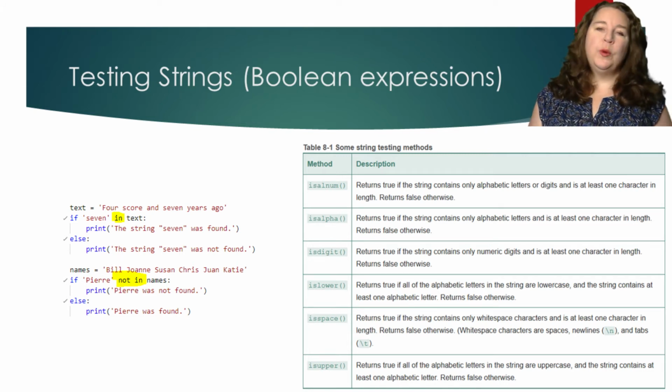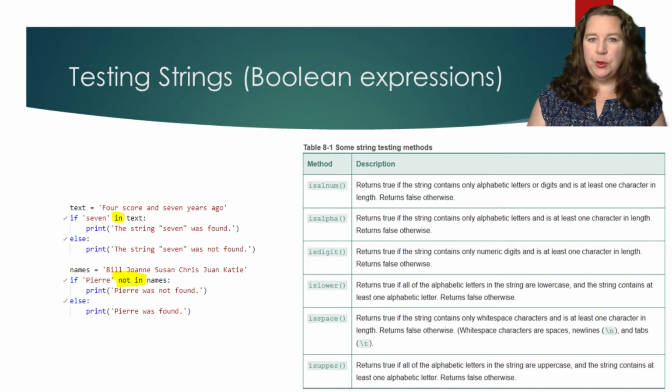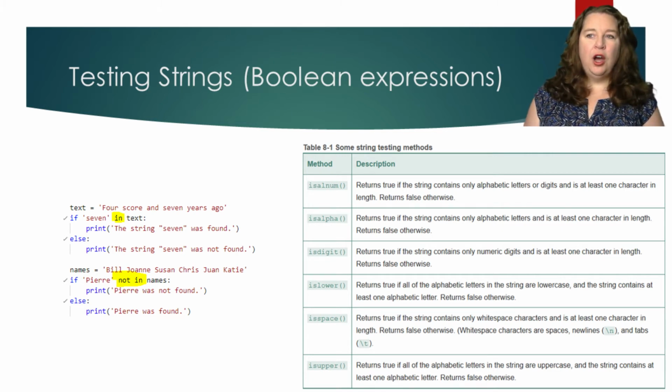Okay, remember these all return Boolean values. They return either true or false, so you can use them in conditionals, but they do not alter anything at this point. We're just checking. These are just testing our strings to find out things about them, but we're not altering anything, okay?